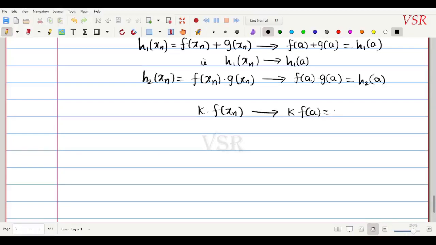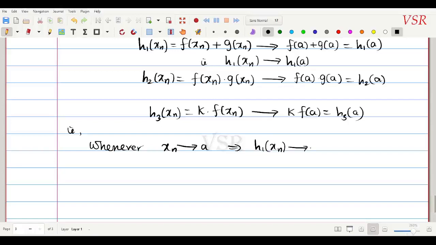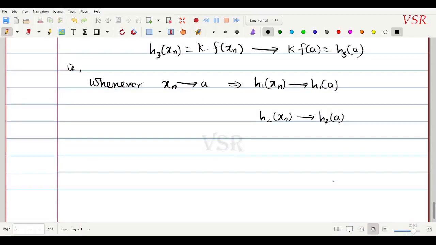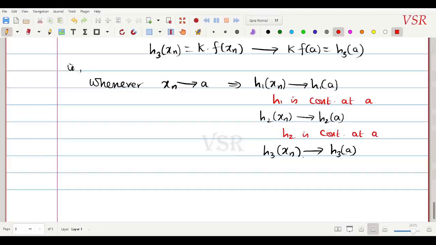அப்ப இது யாரு h3 of a, இது யாரு h3 of xn. அப்ப நீங்க என்ன ப்ரூஃப் பண்ணிருக்கீங்க அப்படின்னா that is whenever xn converges to a, this would imply that h1 of xn converges to h1 of a, h2 of xn converges to h2 of a, and h3 of xn converges to h3 of a. அப்போ இதில் இருந்து என்ன தெரியுது அப்படின்னா that is h1 is continuous at a. Okay, இது h2 is continuous at a. This implies that h3 is continuous at a.